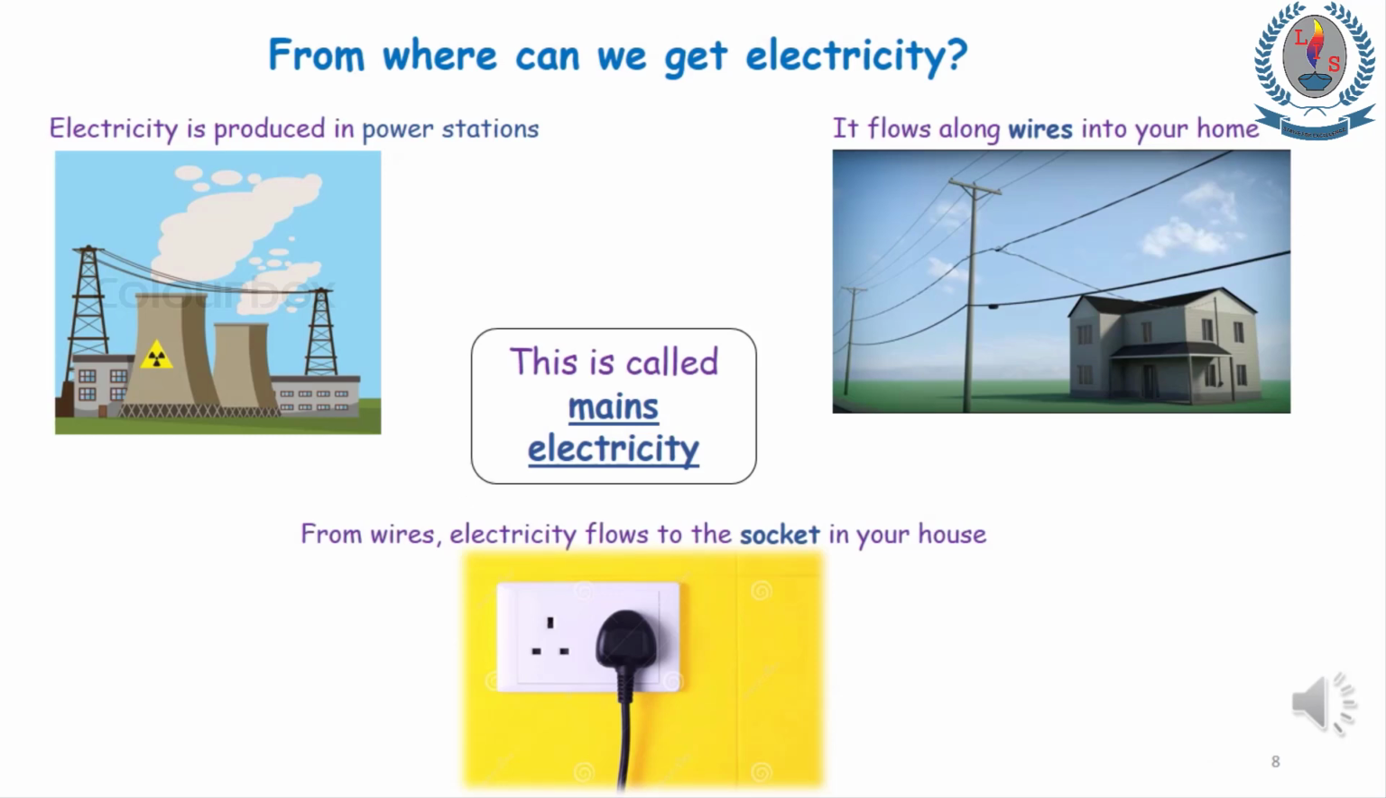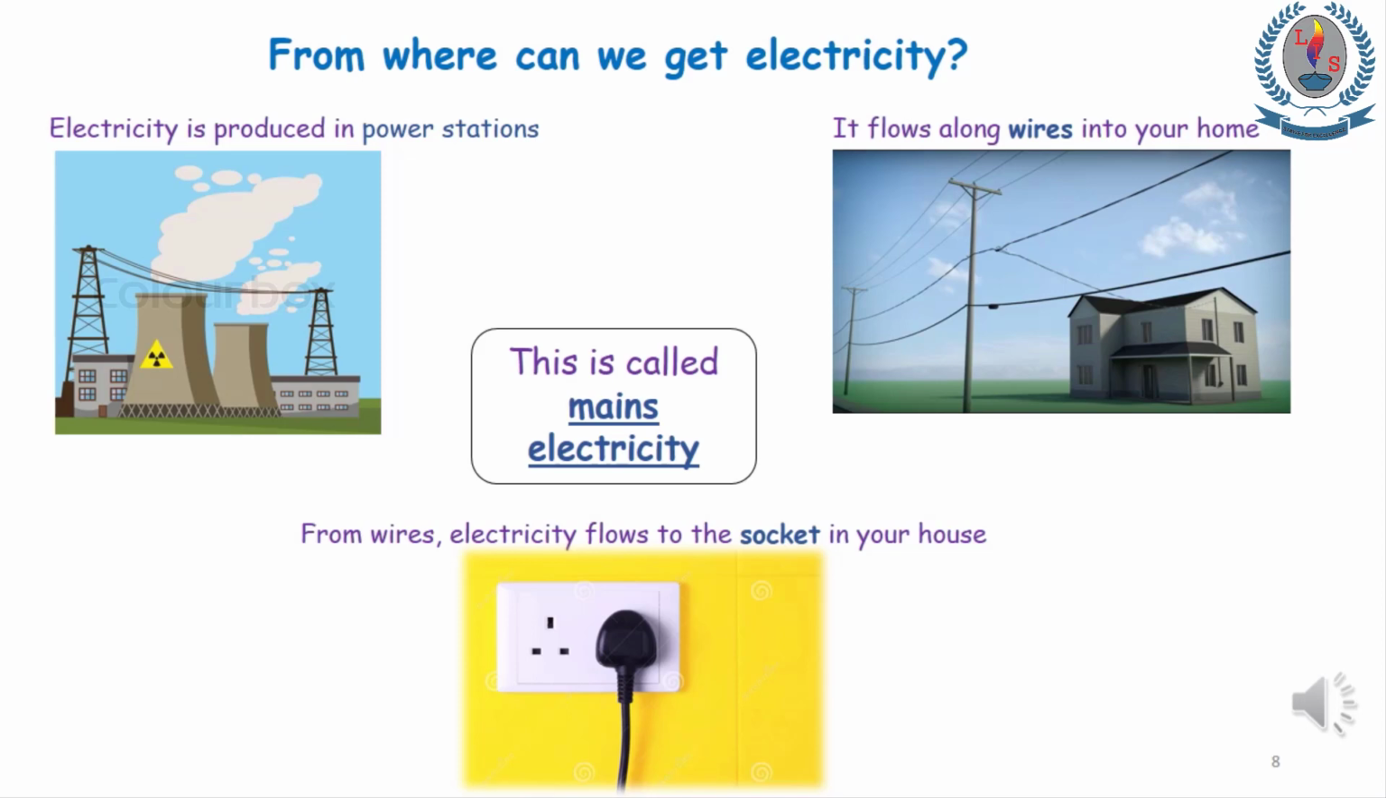While you may use electricity in your house, have you ever thought about where we get electricity from? Electricity is made in power stations. The first picture shows a power station. It then flows along wires or the power lines to the sockets at your house. This is called mains electricity. So children, what is mains electricity? Electricity that comes from a wall socket is called mains electricity.